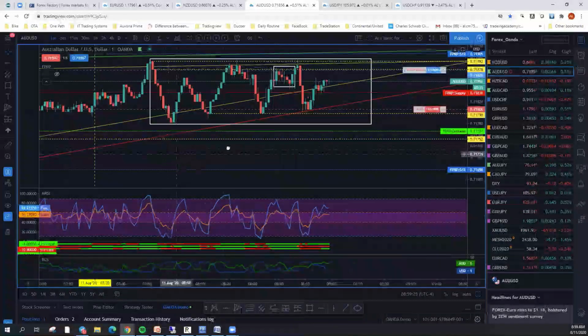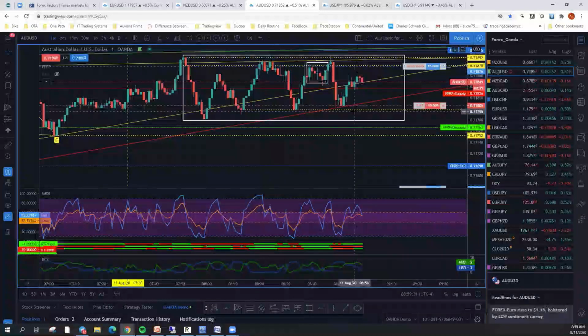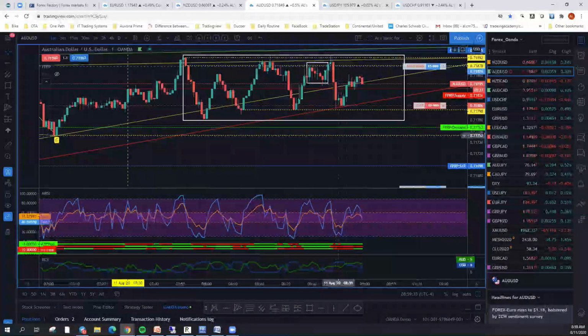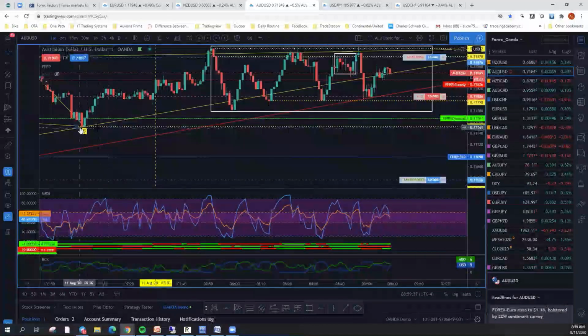But once it can break through, this is the next area. If it did break through this, but it didn't close below it. Once it closed below that, it still has this area down here. That's where my C is on this.